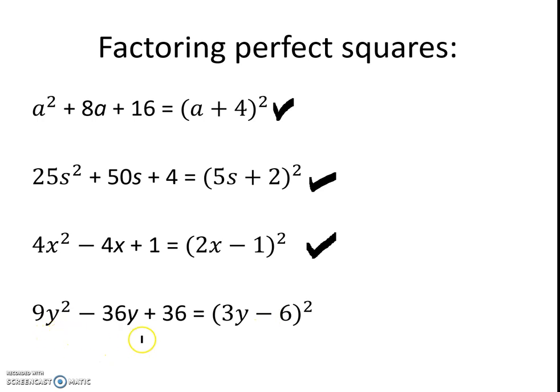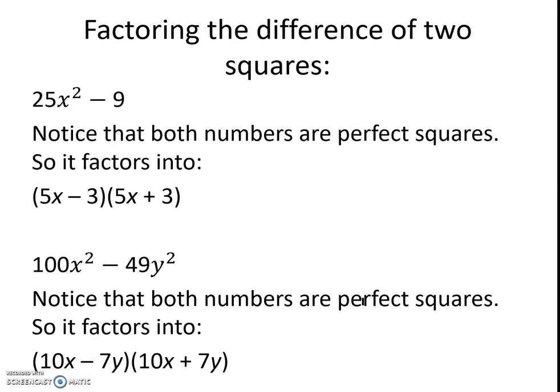The square root of 9y squared is 3y, and the square root of 36 is 6. Looking at our next example, factoring the difference of two squares, if we're given 25x squared minus 9, notice that both numbers are perfect squares, so it factors into 5x, which is the square root of that, and 3, which is the square root of that. And because they are both perfect squares and there's a negative in the middle, it'll be a negative and a positive. So we are left with 5x minus 3 times 5x plus 3.